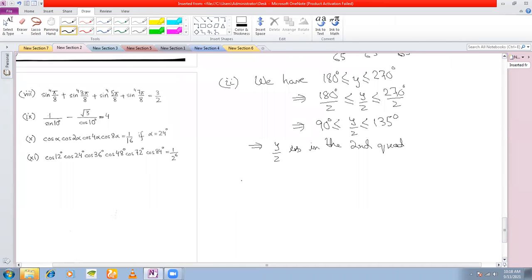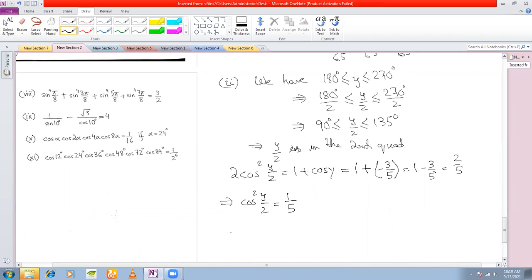So we are going to use the multiple angle formula here. 2 cos square y by 2 is equal to 1 plus cos y. From this we can find out cos y by 2. Okay, so let's find out 1 plus cos y. Cos y is given above to be minus 3 by 5. So this is 1 minus 3 by 5, so this is 2 by 5. That means cos square y by 2 will be how much? Divide both sides by 2. You'll get this as 1 by 5, right?